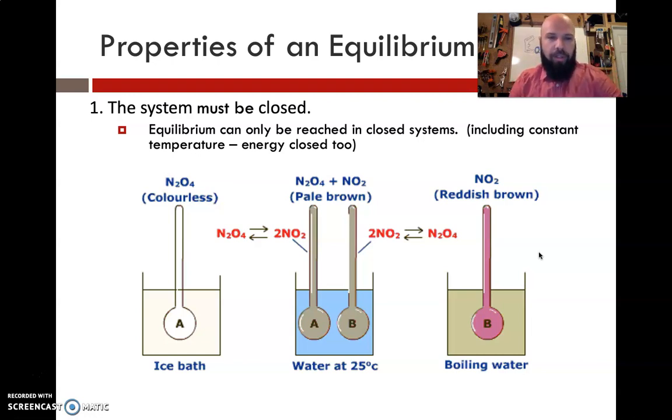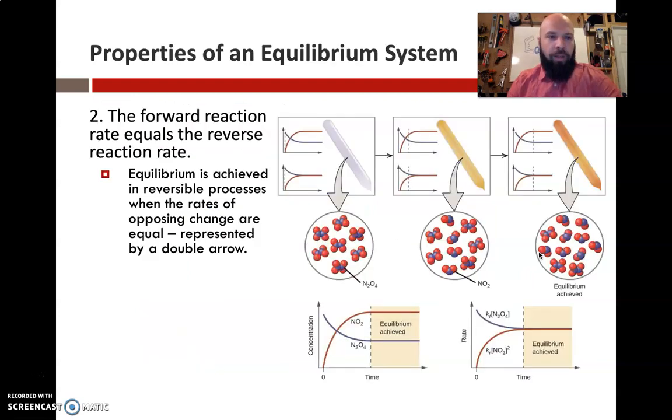So it must be closed. You can't have any of your species involved in the reaction leaving the system. You also need to have constant temperature so that energy would be enclosed in your system as well. The forward and reverse reaction rates in equilibrium will be equal. Here are these two graphs, and you can see in this one what looks like a rate law equation. We're going to use the rate law to actually define our equilibrium constants in later lessons.